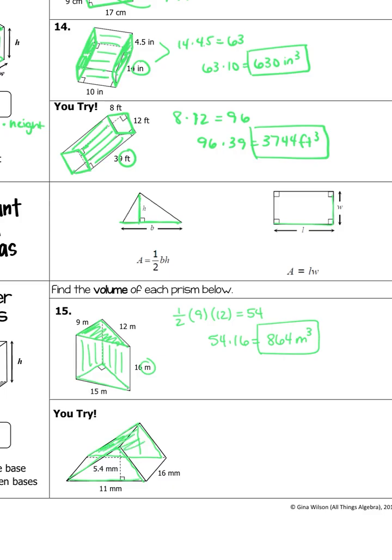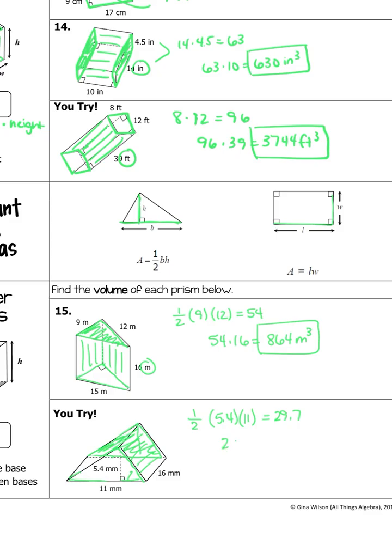So those are my bases. Okay, so I need to find the area of my base, and of course I just covered it up so now I can't see. So my base is going to be 1/2 times 5.4 times 11. So 5.4 times 11 is going to be 29.7. And then the distance between my two bases is 16.